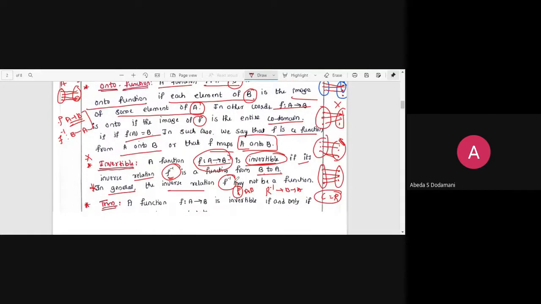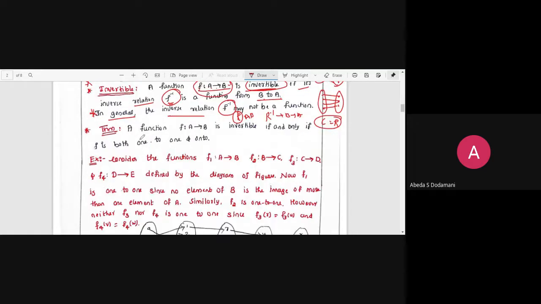Okay. So now let's see. There is one theorem. What is the condition for a function to be invertible? Please remember, this is generalized. It's very difficult to check for every function whether it is invertible or not. That's the reason we have one universal theorem: a function from A to B is invertible if and only if it is both 1-1 and onto.